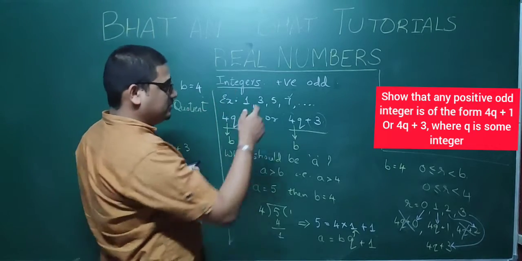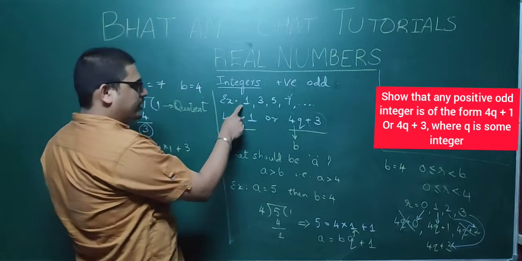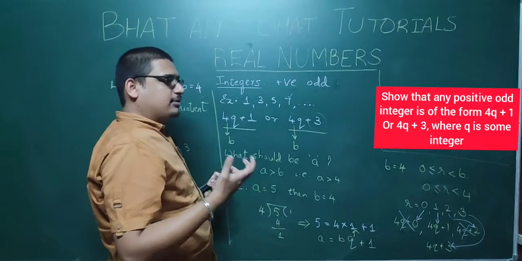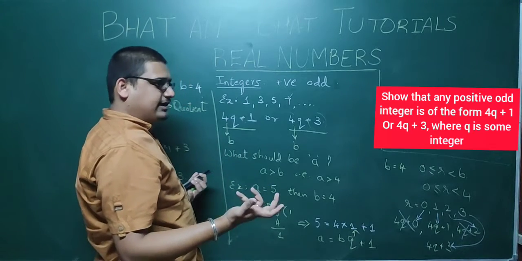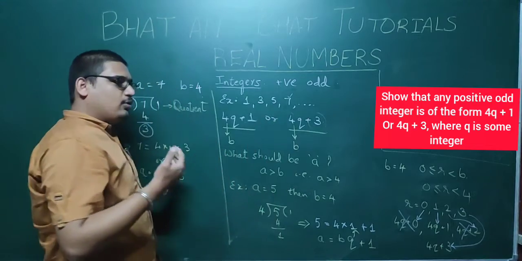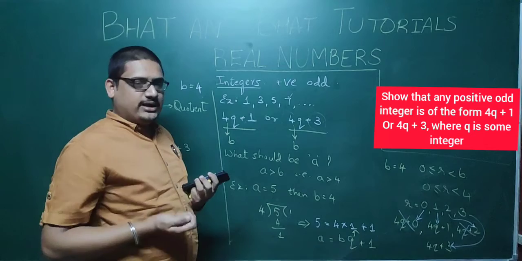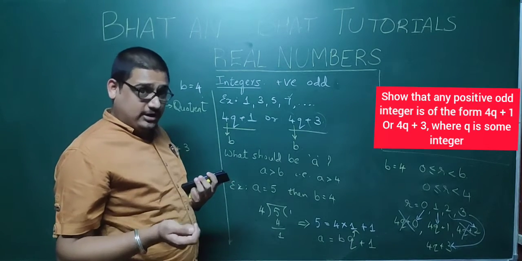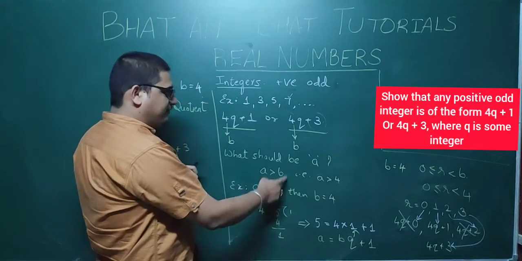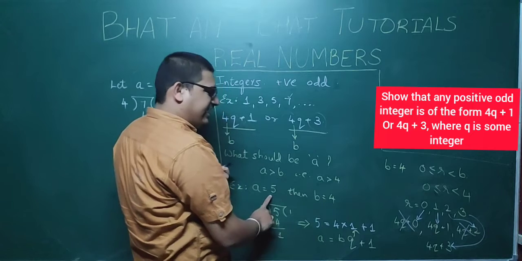What type of integers? Positive odd integers. What are the examples for positive odd integers? 1, 3, 5, 7. But the question is asking us to prove that positive odd integers can be in the form of 4q plus 1 or 4q plus 3. Can I represent 1 and 3 as 4q plus 1? That is not possible because my A should be greater than B. Therefore, for this question, my A should start from 5.